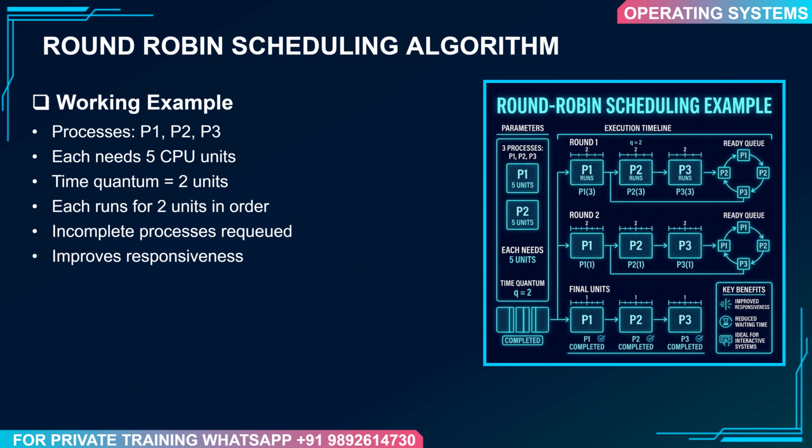Now let's make this more concrete with a simple example. Suppose we have three processes, P1, P2, and P3. Let's say each process needs 5 units of CPU time, and the time quantum is set to 2 units. The CPU will first run P1 for 2 units. Since P1 still has work left, it goes to the back of the queue. Then P2 runs for 2 units, followed by P3 for 2 units. After that, the cycle repeats. P1 gets another 2 units, then P2, then P3, and so on.